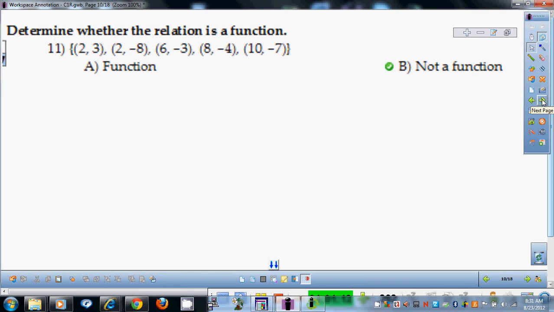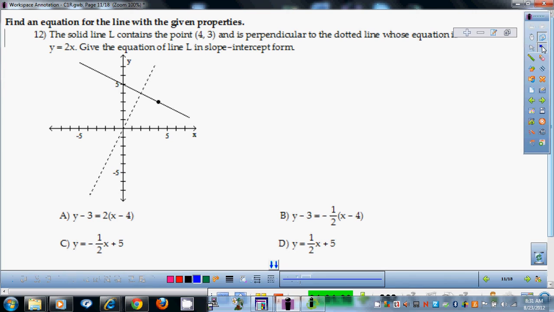Number 12. The solid line L contains the point 4, 3 and is perpendicular to the dotted line whose equation is y equals 2x. Give the equation of line L in slope-intercept form. So we are actually looking for the equation of the solid line in slope-intercept form. You could actually do this without having to do really any math. What's a way I can make some logical deductions here?